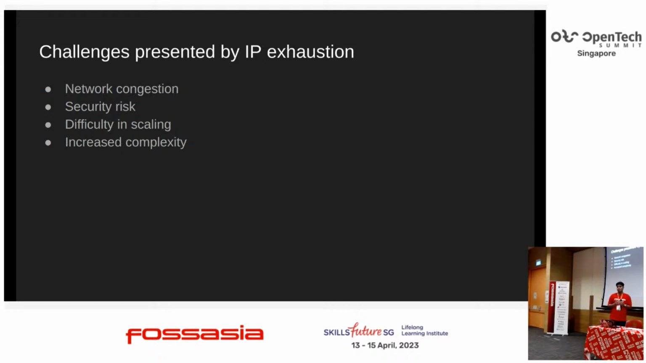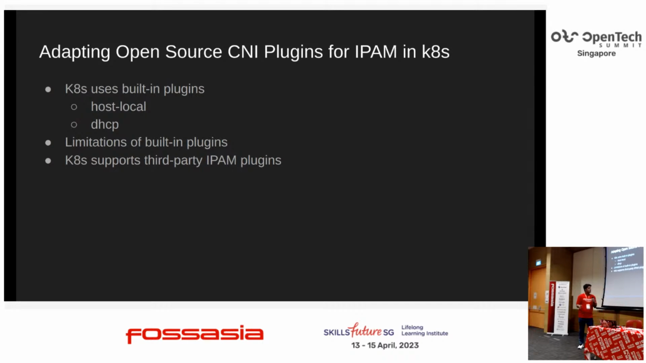So let's see what can be done about it. This brings us to the main topic: because Kubernetes uses kube-proxy by default, and kube-proxy comes with its own limitations, there is a need for Kubernetes to adopt open source based CNI plugins. There are various third-party CNI plugins in the market space that approach IPAM differently. Let's understand the limitations of the built-in plugins.